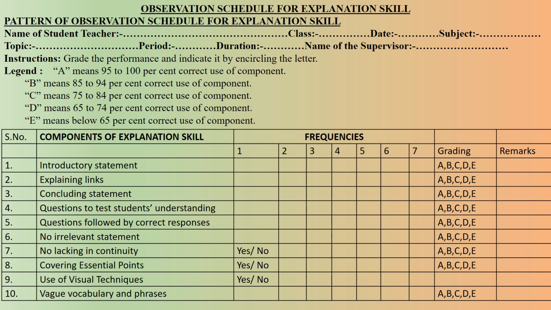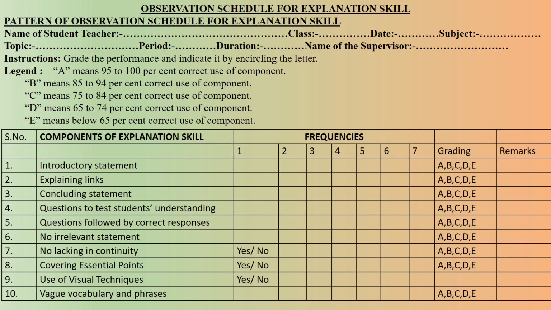The first instruction: you have to grade the performance and indicate it by encircling the letter. The legend for the observation schedule is: A means 95% to 100% correct use of component. B means 85 to 94% correct use of the component. C means 75 to 84% correct use of the component. D means 65 to 74% correct use of the component. And E means below 65% correct use of the component.